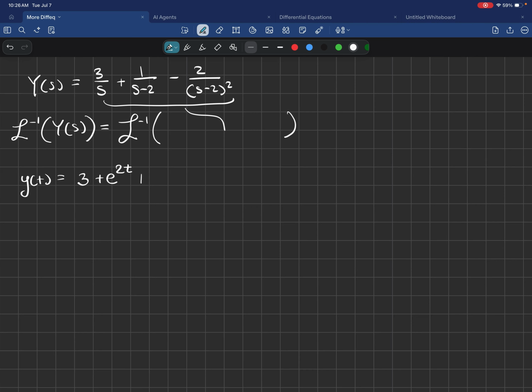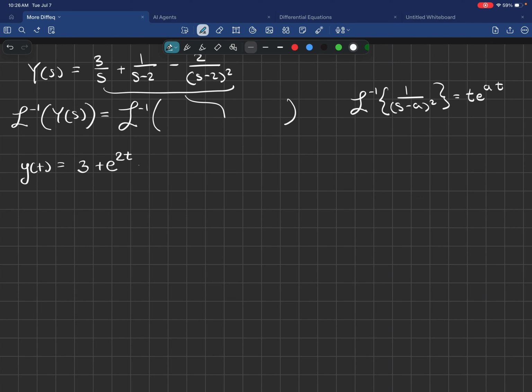This is a formula that was given to us in one of the lecture videos, but it is not on the standard formula sheet, so I don't believe you'll face a problem like this on the exam. But basically, this is the formula that we're using. The inverse Laplace of 1 over (s minus a) squared is equal to t e to the at. This is exactly what we're doing.